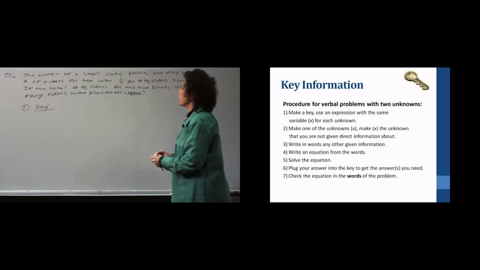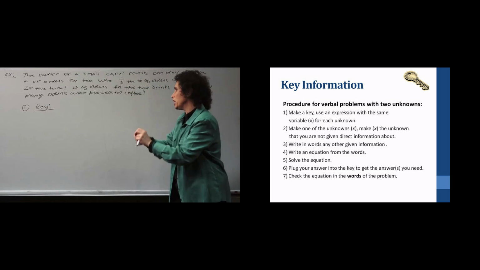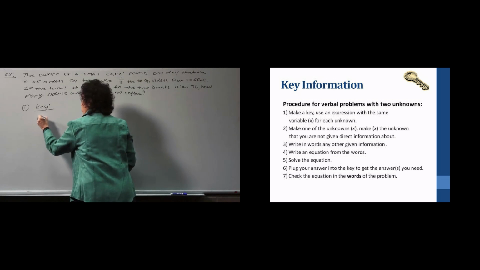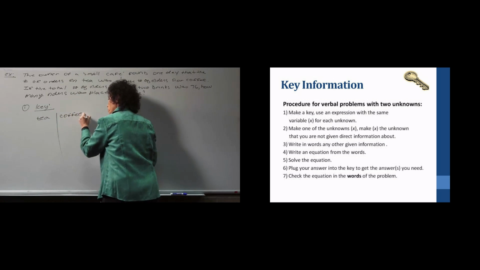So let's take a look at this. The owner of a small cafe found that one day the number of orders for tea was 1/3 the number of orders for coffee. So the unknowns are tea and coffee. So that's how we're going to start. Number of orders for tea, number of orders for coffee.